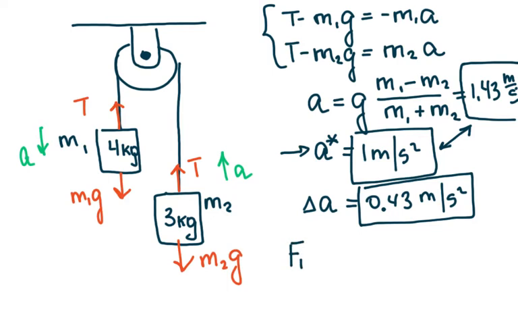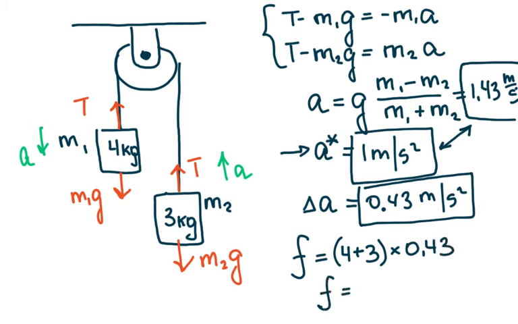So if I want to calculate the force of friction, sometimes I write the friction force like this, equal to the total mass, which is 4 plus 3 kilograms, times the change of the acceleration, and that will give me the force of friction in this case equal to almost 3 newtons. And it could be force of friction, air resistance, all of the forces that slow down these masses and don't allow the masses to reach the acceleration of 1.43 meters per second squared.